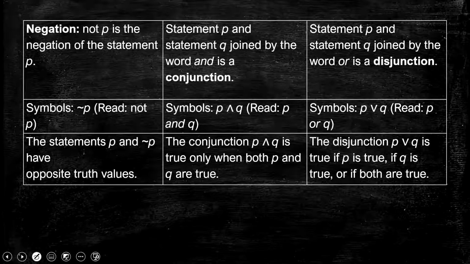A statement P and Q joined by the word and is a conjunction. We have the symbols P, cap Q, read P and Q. The conjunction is true only when both P and Q are true.